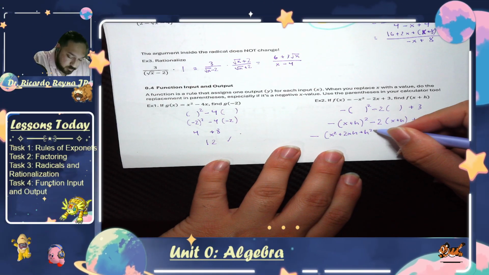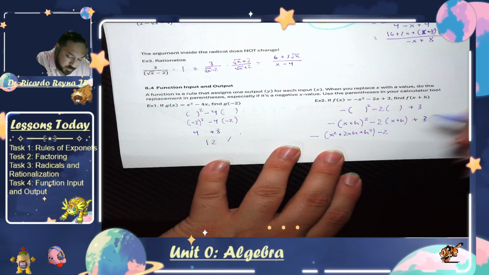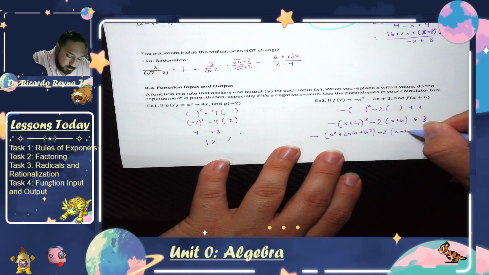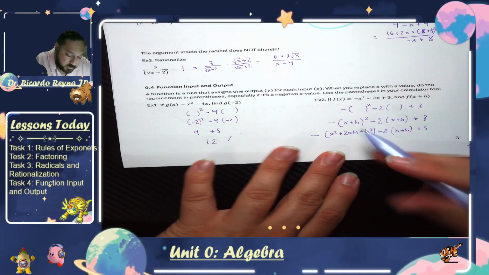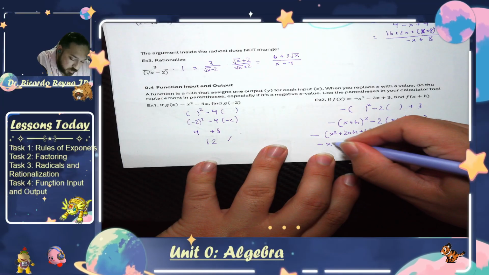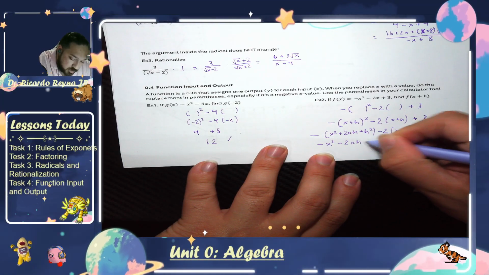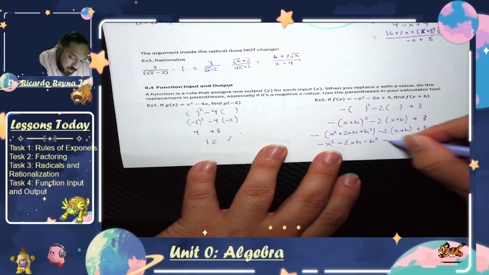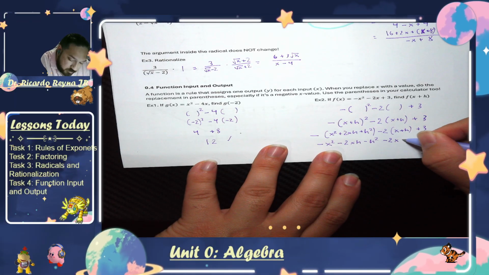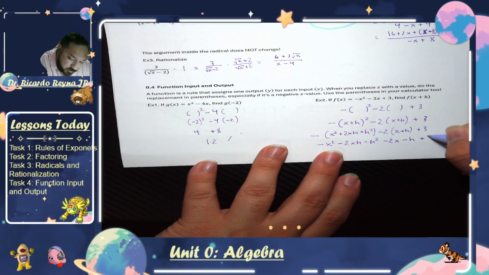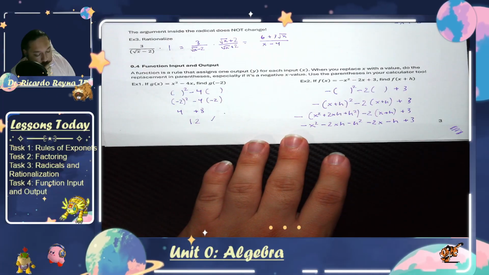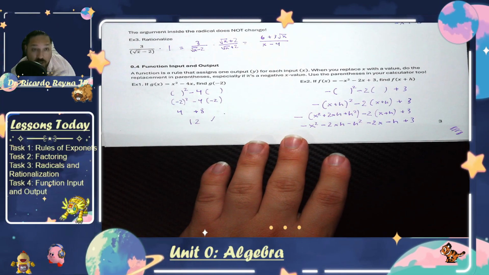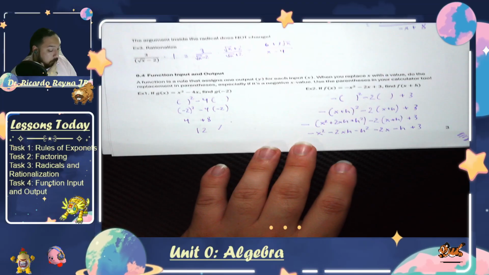Oh, wait. Yeah, I'll distribute later. Or I'll distribute right now. Now I'm going to distribute the negative and that -2. So we have negative x squared, negative 2xh, negative h squared, minus 2x minus h plus 3. I don't see anything I can combine. There's no common factors among any of this. So that's as simple as I'm going to get.